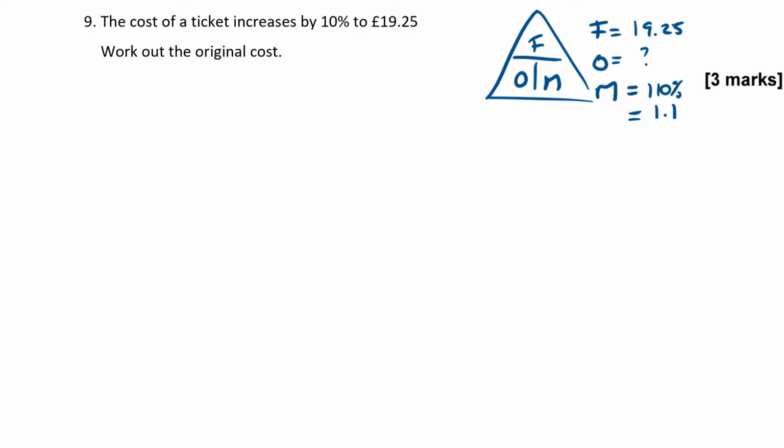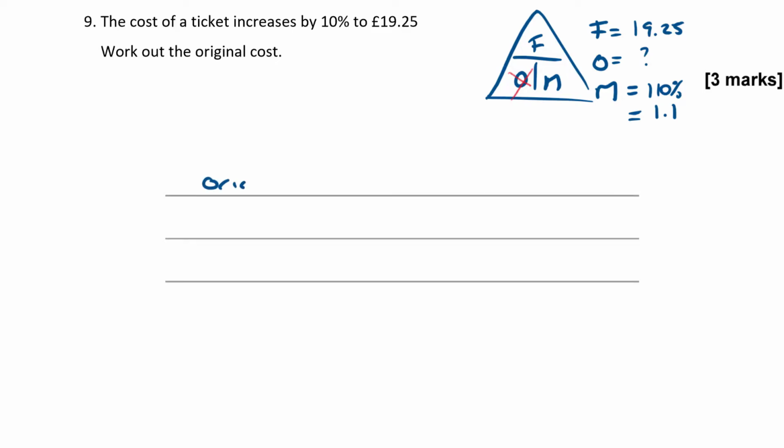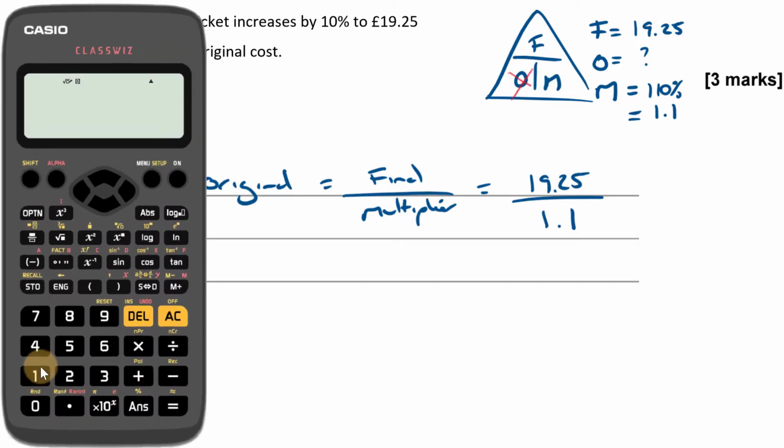Okay, so I want the original. So let's cover that up. And that means my original is equal to final divided by multiplier, which in this case is £19.25 divided by 1.1. This is a reverse percentage question, isn't it? 19.25 divided by 1.1 on my calculator comes out to be 17.5.